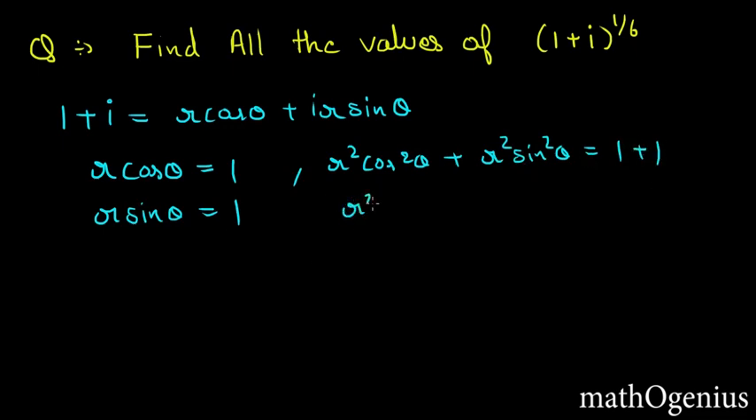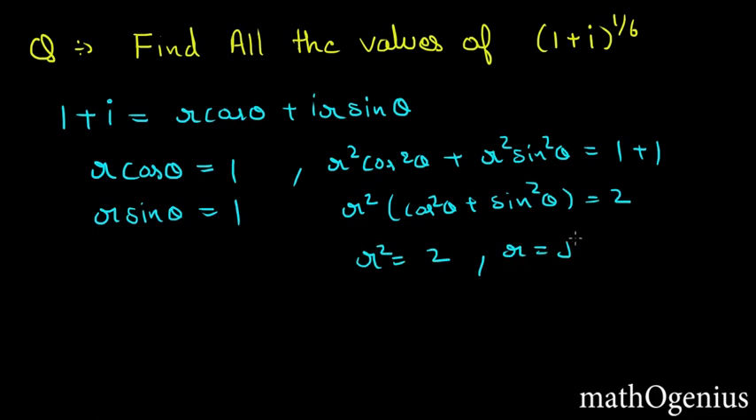So we get r square common, and cos square theta plus sin square theta is 1, which is equal to 2. So r square is equal to 2, and r is root 2. Now let's find the value of theta.